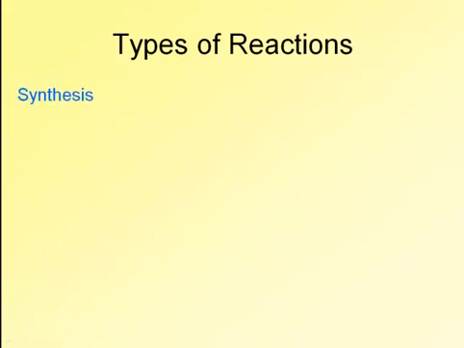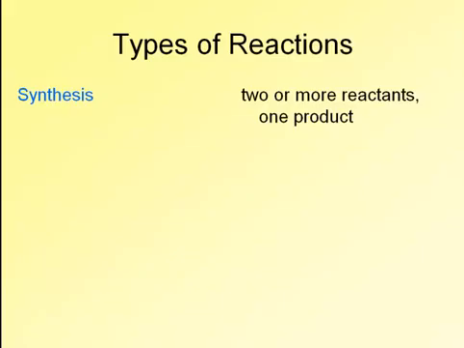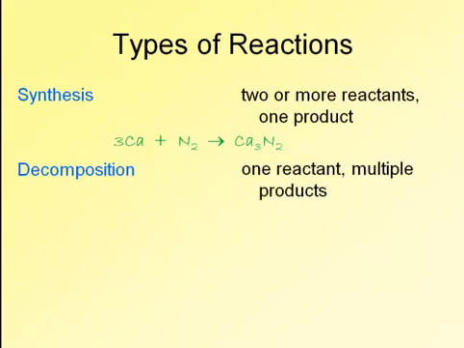First, synthesis reactions start with 2 or more reactants, which combine into one single product. Synthesis reactions are also called combination reactions. Here you see calcium and nitrogen combining together to make calcium nitride. Decomposition is the exact opposite of synthesis. Decomposition reactions start with one single reactant which breaks down into 2 or more products. Here, calcium carbonate decomposes into calcium oxide and carbon dioxide.